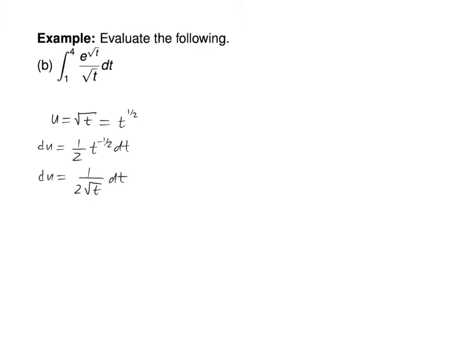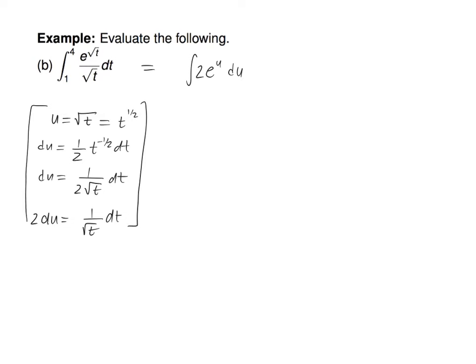And your original integral, it had dt over root t, right? So how could you make it so that it's a perfect substitution? Multiply by 2, yep. So 2 du equals 1 over root t dt. Okay, now I'm going to change this. This just becomes, I think, the integral of e to the 2 e to the u du. You do. I was going to actually go there in just a sec.